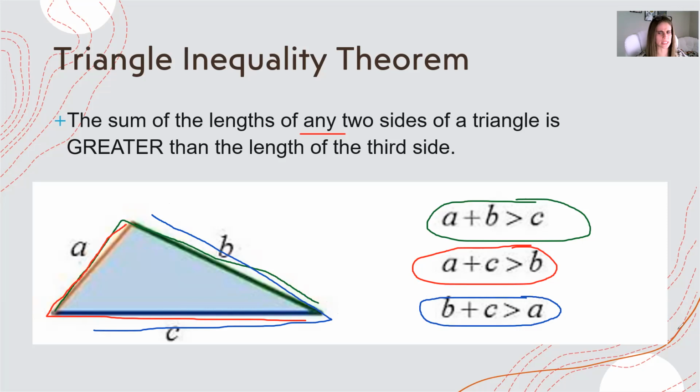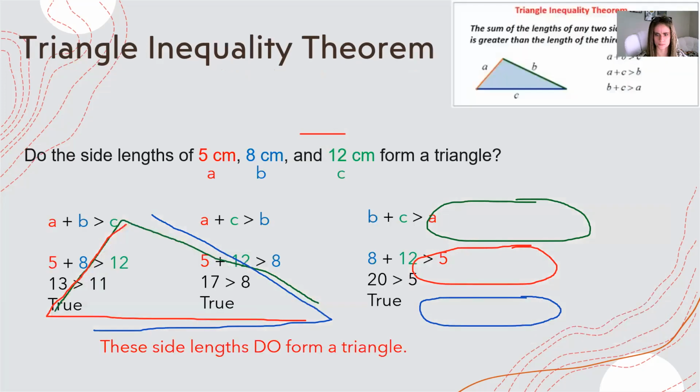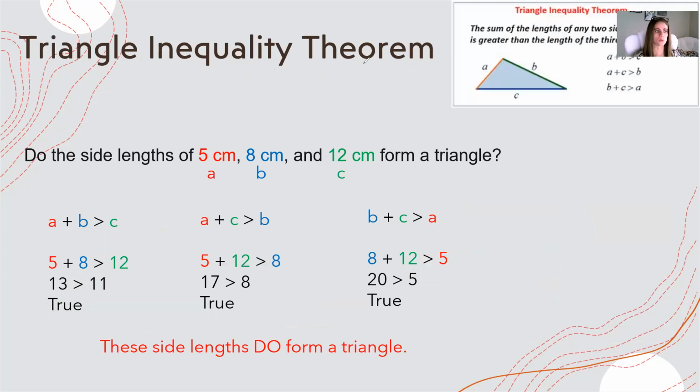Let's look at an actual example worked out. So here, if we wanted to know whether or not the side lengths 5 centimeters, 8 centimeters, and 12 centimeters could actually form a triangle, we would need to test out all of our possible combinations. One thing that you can do, which is what I did here, is I labeled my sides A, B, and C.